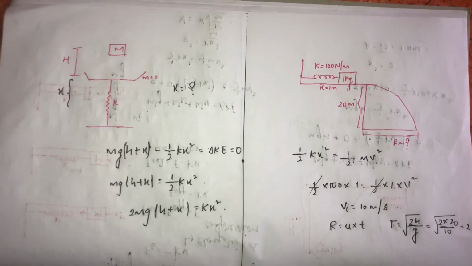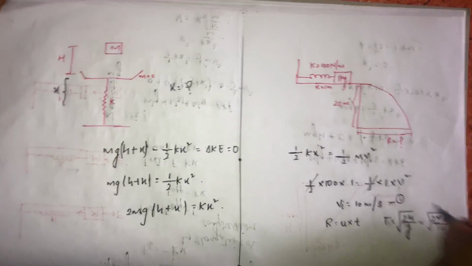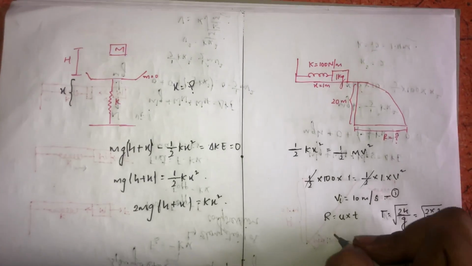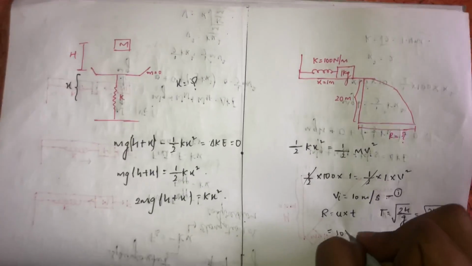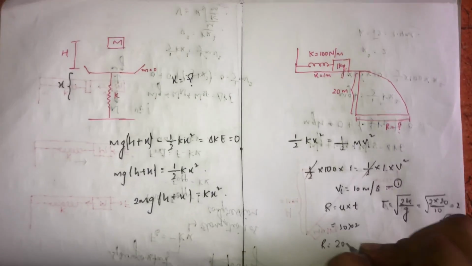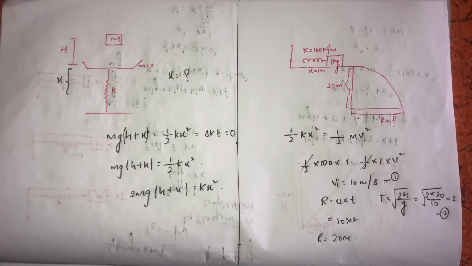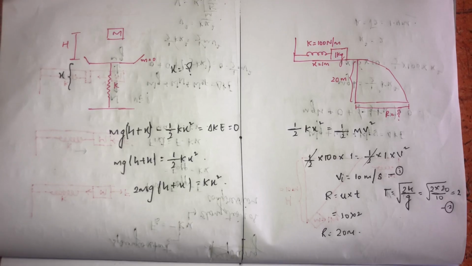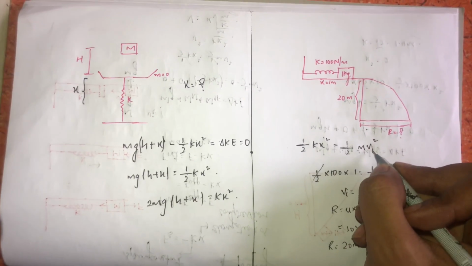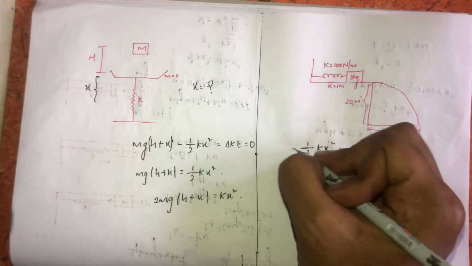Then R is equal to u into t. This is equation 1. This is equation 2. From 1 and 2 we can say that 10 into 2, range is equal to 20 meters. That's clear. It's half k x square minus half m v i square. Both minus signs will get cancelled.